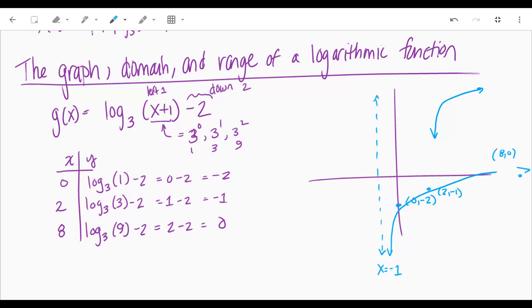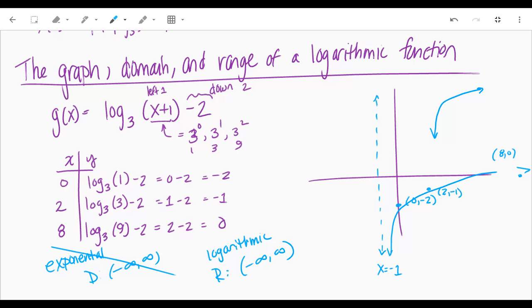So if you remember when we did domain and range for an exponential, the domain was all real numbers. We have logarithmic, so the range is all real numbers. So you're going to see that for every single one of these problems. The range is all real numbers, okay? It goes all the way down to negative infinity very quickly. It goes up to positive infinity very slowly, okay?